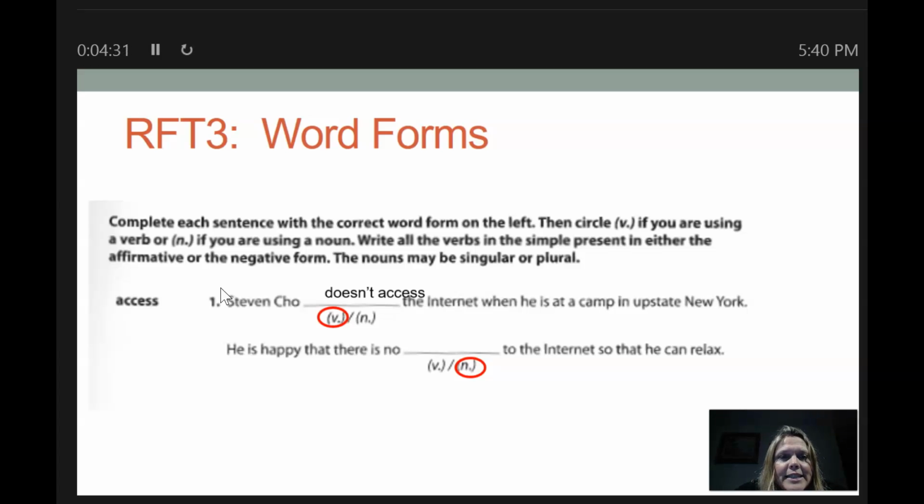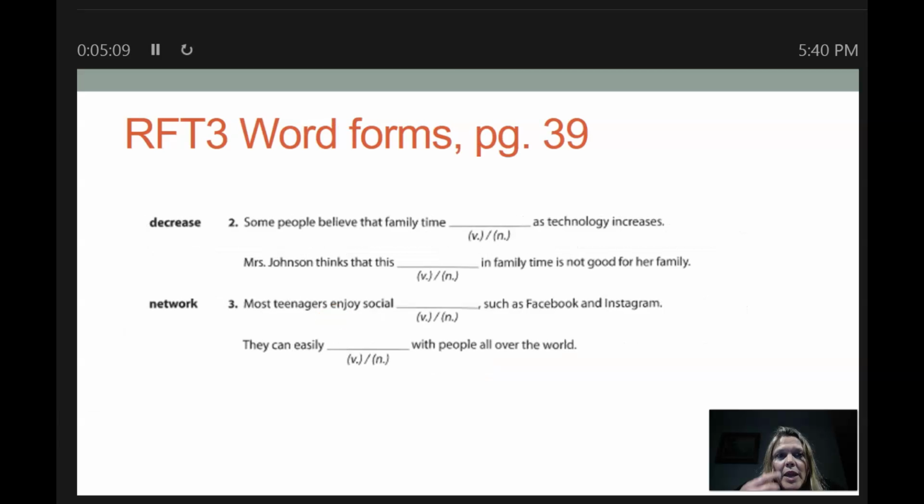Then let's look at the next sentence. He is happy, one clause, that there is no to the internet. That's another clause, so that he can relax. So let's look at that second clause. There is no noun. There is no teacher. There is no student. There is no noun. There is no access. Now, noun, should I go singular or plural? It should be singular because the verb is. Let's keep going. Number 2, decrease.